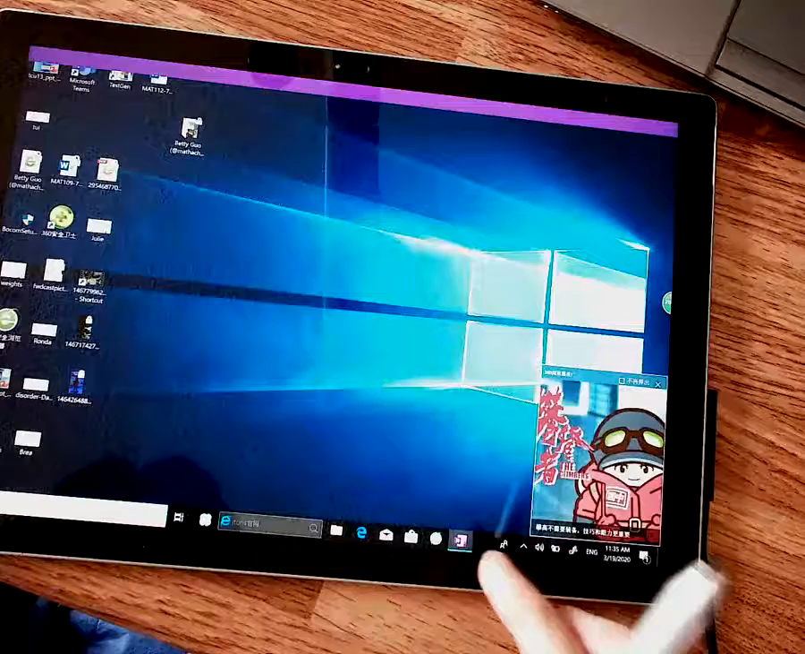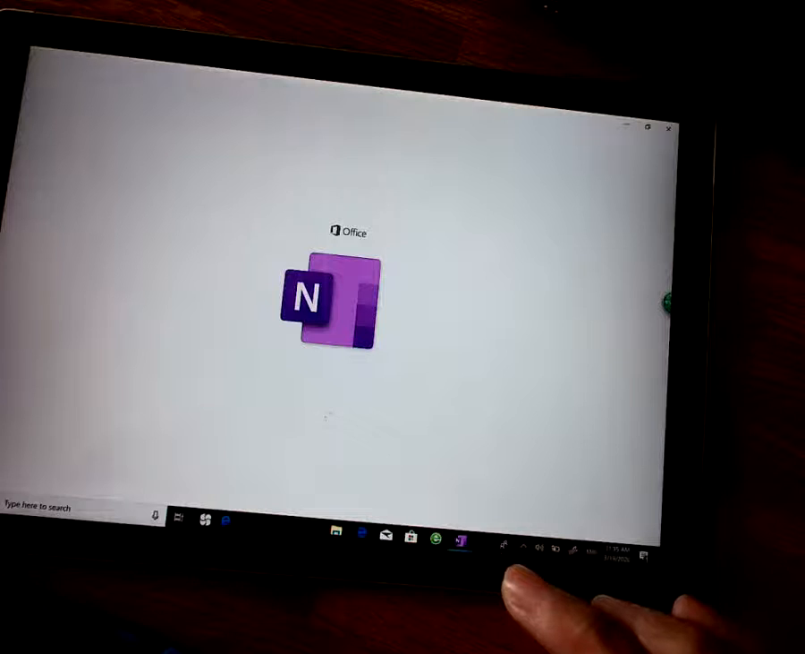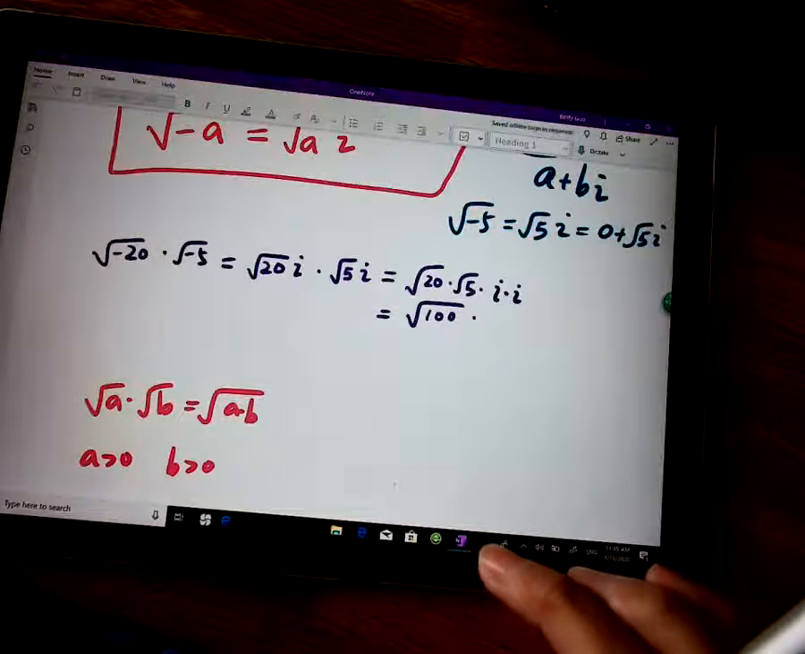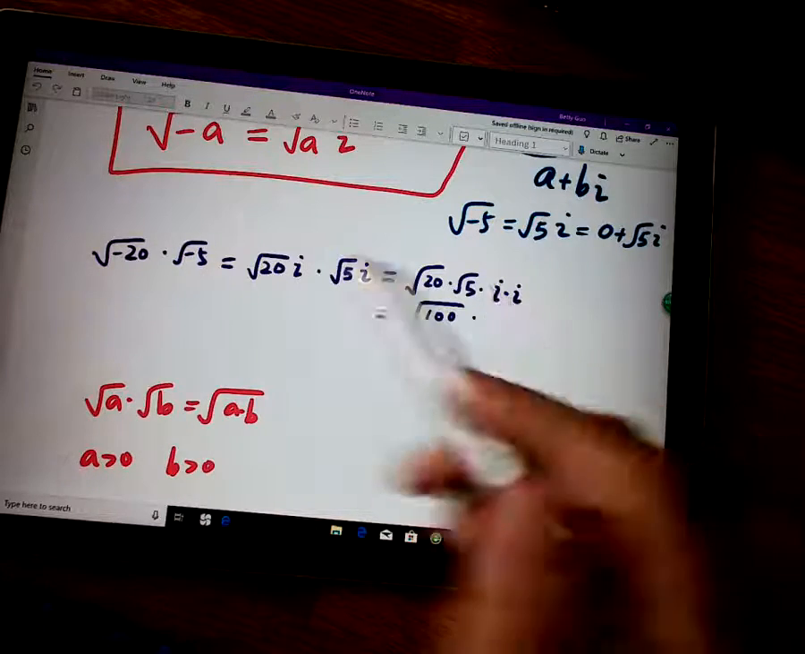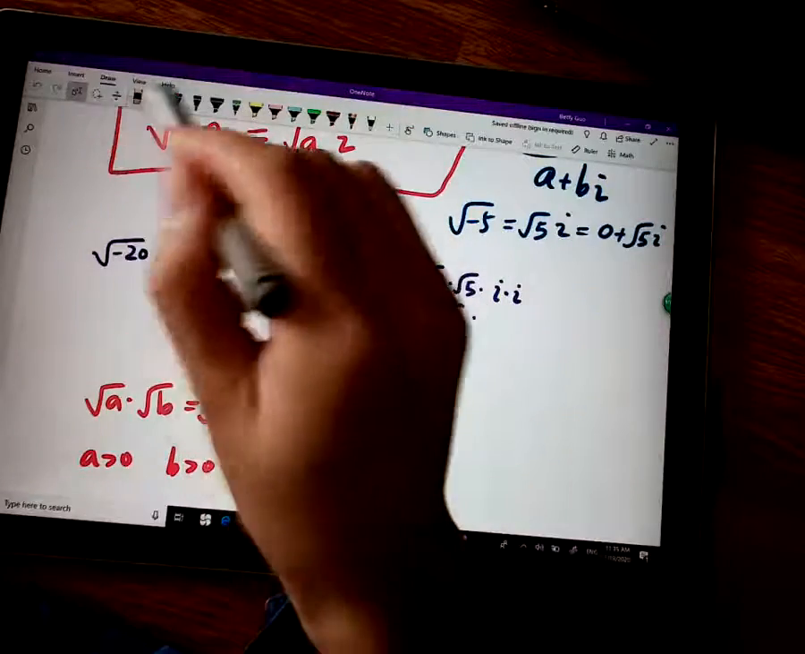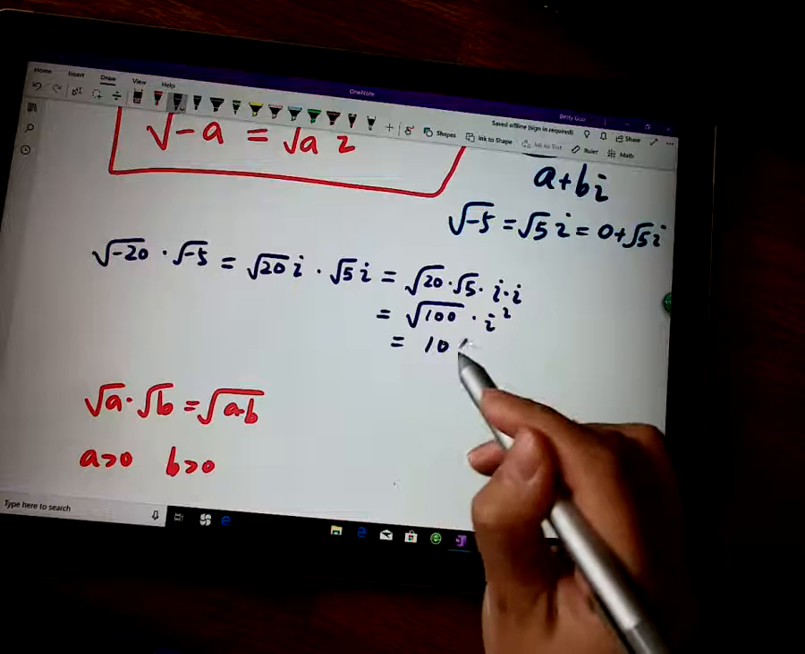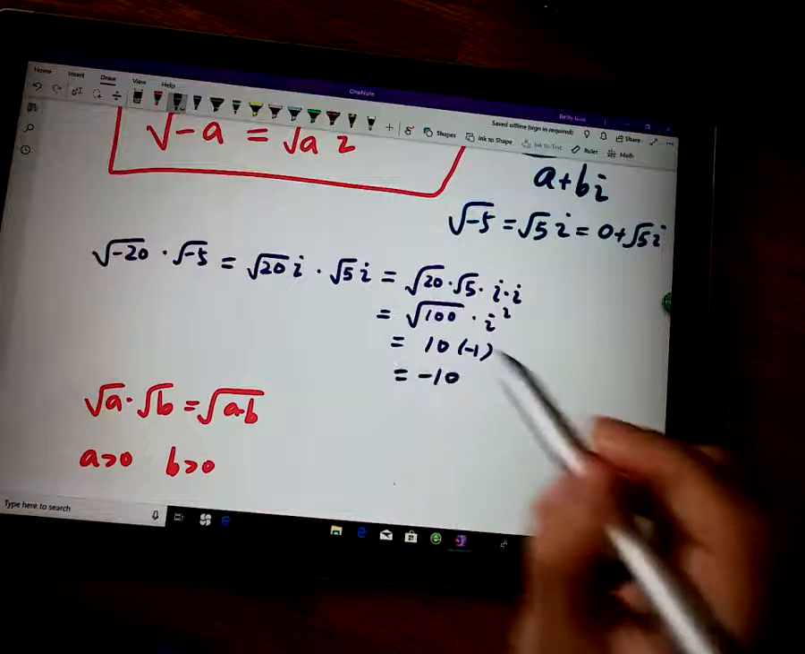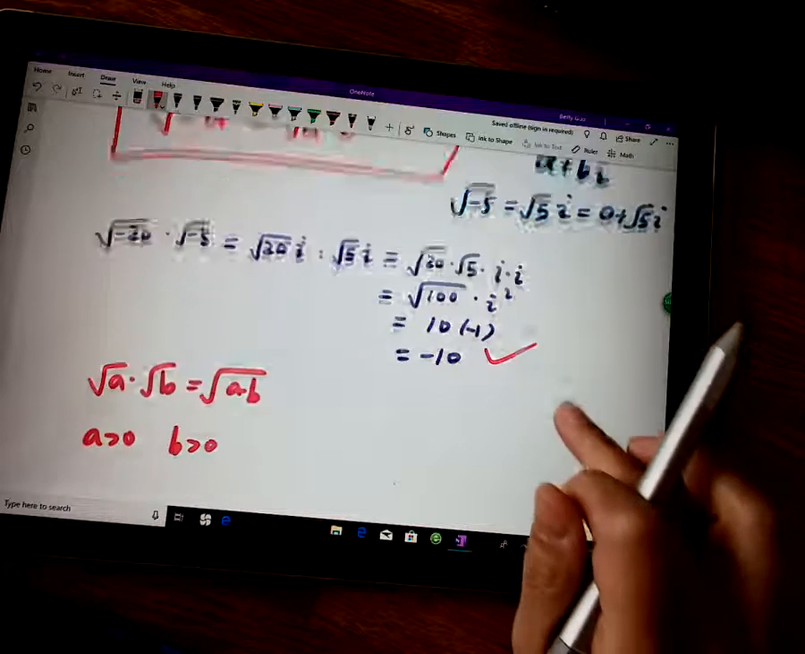Oops, crashed again. Give me 1 second, let me fix it. Or whatever. It's just my device is not as good as before. It just crashed very randomly. So it's 10 times negative 1, this is negative 10. Okay, that is correct.